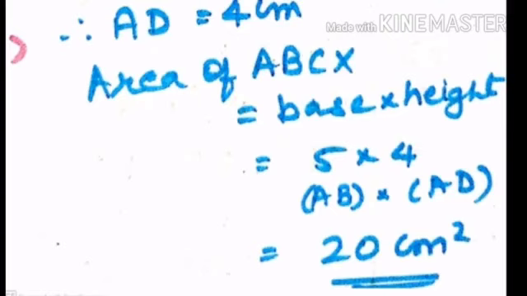Now you have to think, already you have studied in 8th standard that area of rhombus, which is one type of parallelogram, is base into height. Area of ABCX is equal to base into height. So base, you can see base is AB, which I have written in the bracket, and height AD, which we have just found, so that is 4. So 5 4s are 20 centimeters square, is our complete answer of area of ABCX.